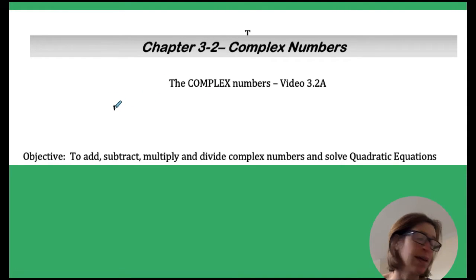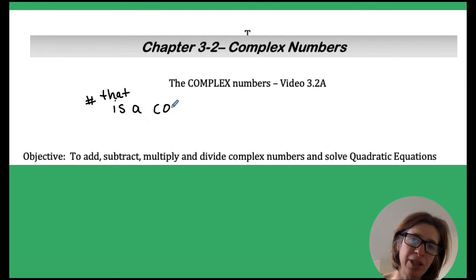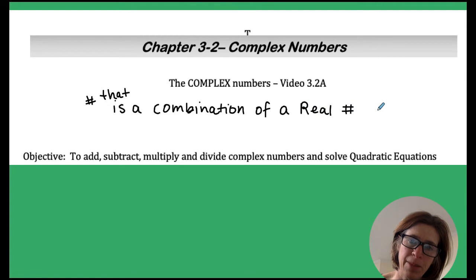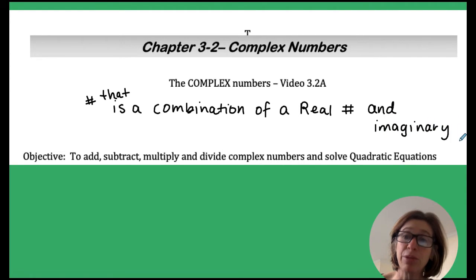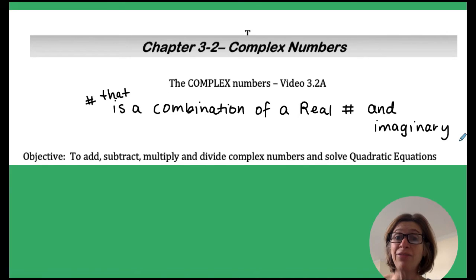As a definition, a complex number is a combination of a real number and an imaginary number. Now, remember, we've talked about the idea that real numbers we can plot and graph on a coordinate plane or a number line, and imaginary numbers have their own plane called the complex plane.